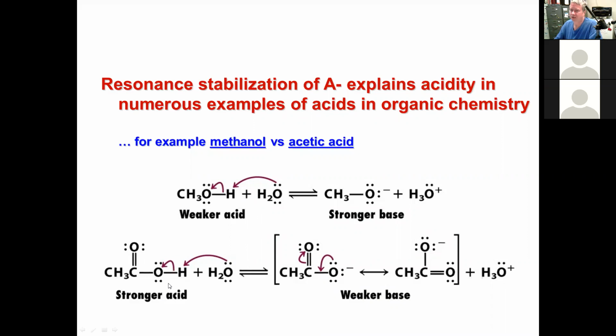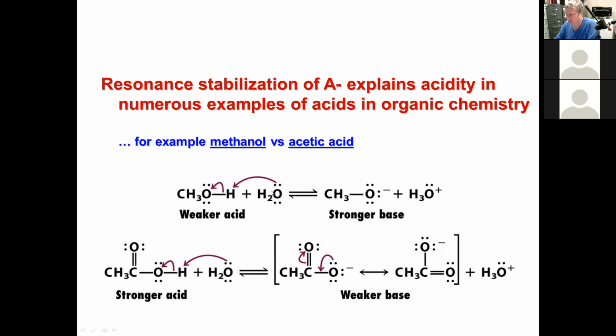Let me first tell you how not to do it. A lot of students are going to make this mistake, so don't be the student that makes this silly mistake. A lot of students just say, oh, it's resonance, or something about resonance. It's not specifically resonance. What it is, is resonance stabilization of the conjugate base, okay?